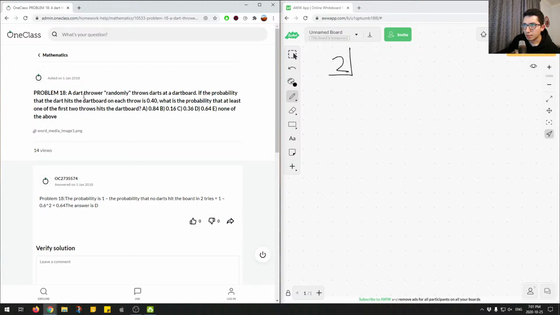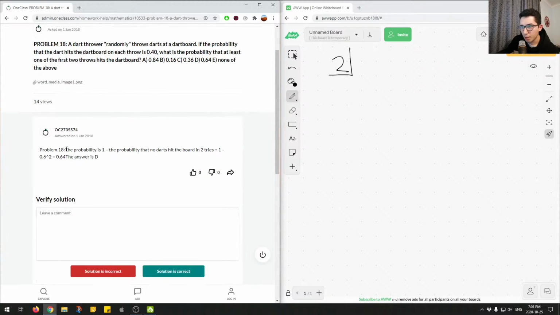So this is kind of just a statistics probability question. Let's go through the junior tutor answer. The probability is 1 minus the probability that no darts hit the board in 2 tries. The question is asking, what is the probability that at least one of the first 2 throws hits? So the answer thinks about it in the opposite way.